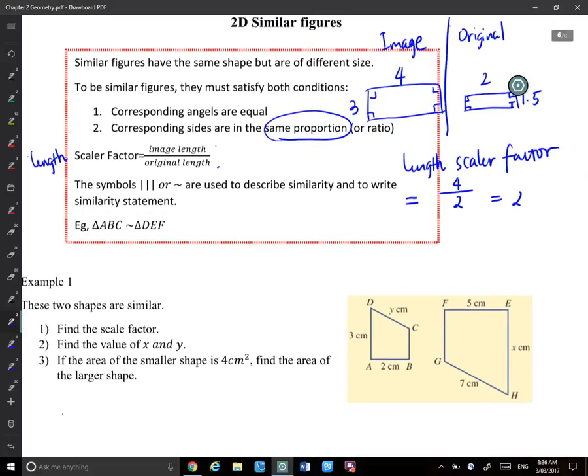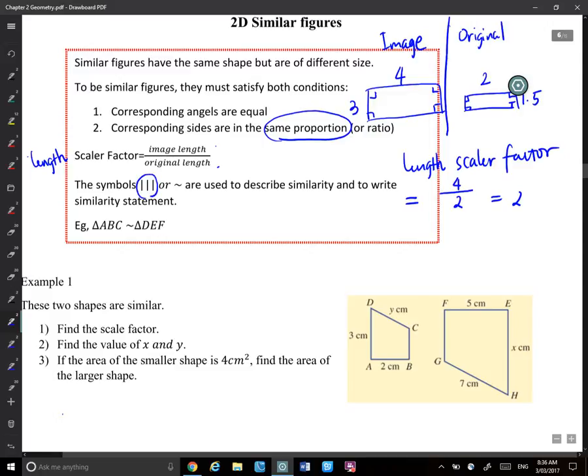Okay, so we use the symbol like 3 vertical lines, or we can use this one to represent they are similar. I can say rectangle 1 is similar to rectangle 2.